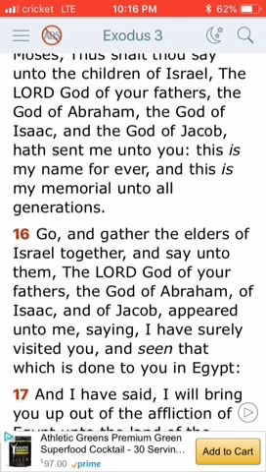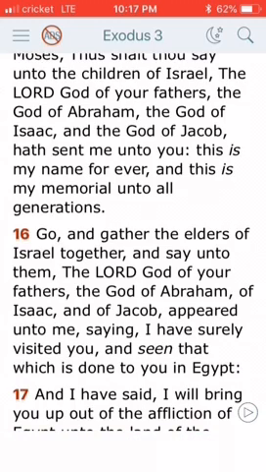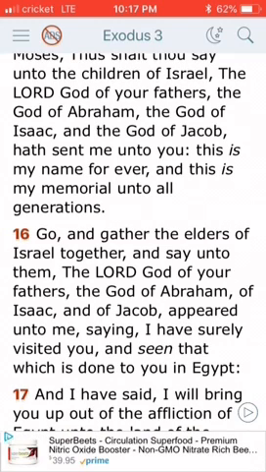Okay? Then it said it again. Verse 16, it says, go and gather the elders of Israel together and say unto them, Yahawah, the power of your fathers, the power of Abraham, the power of Isaac, and of Jacob appeared unto me, saying, I have surely visited you and seen that which is done to you in Egypt. So that is Yahawah. Okay? That's the name of the Most High. That's what you call on, man. All right?